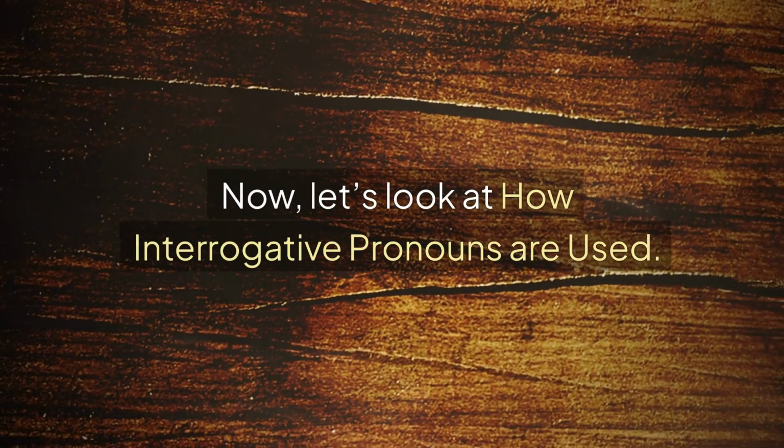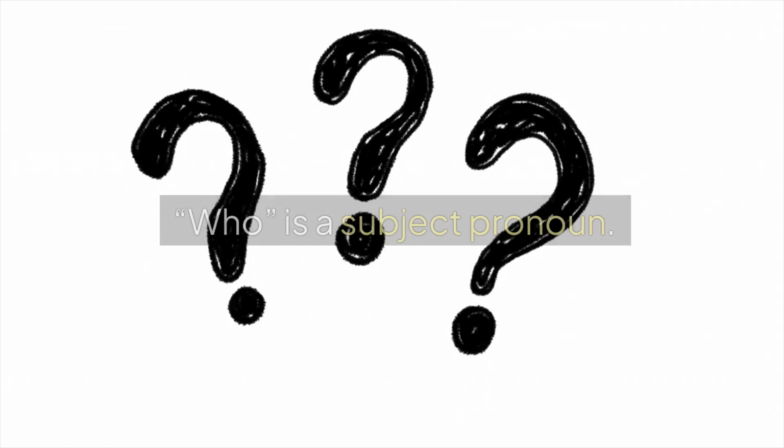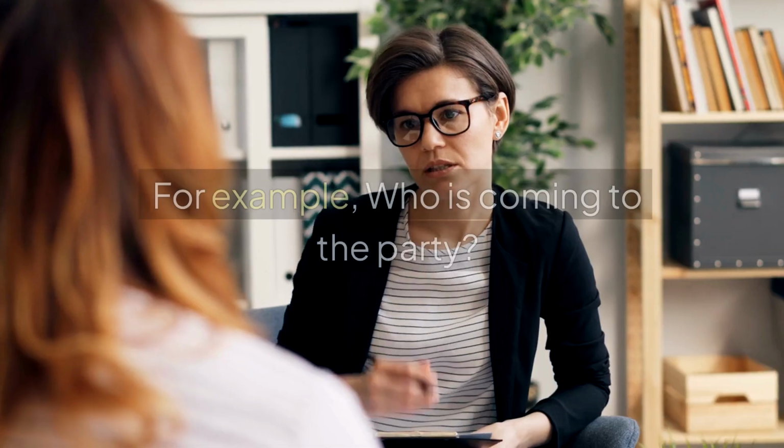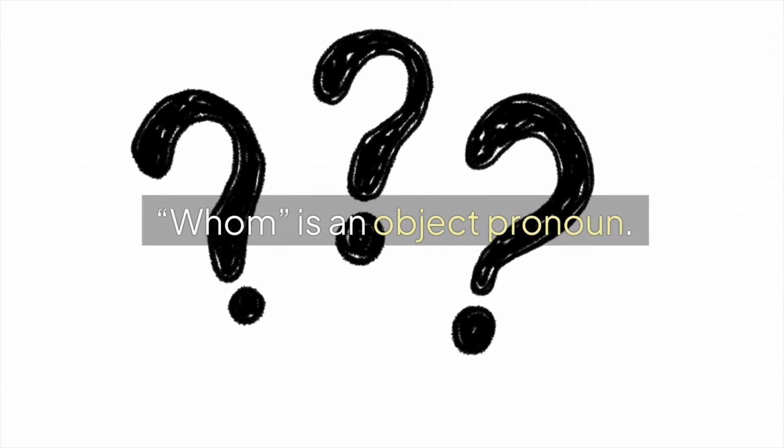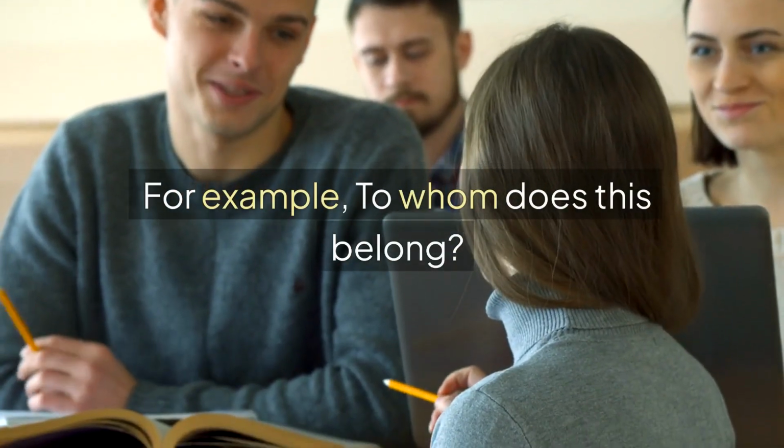Now, let's look at how interrogative pronouns are used. Who is a subject pronoun. For example, who is coming to the party? Whom is an object pronoun. For example, to whom does this belong?